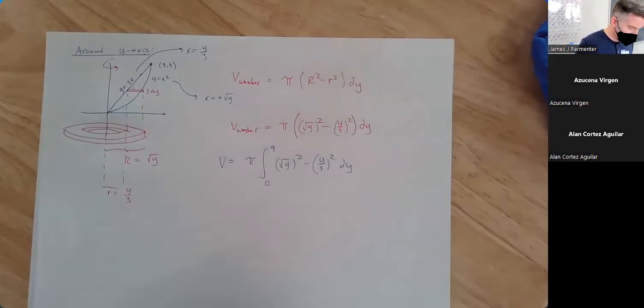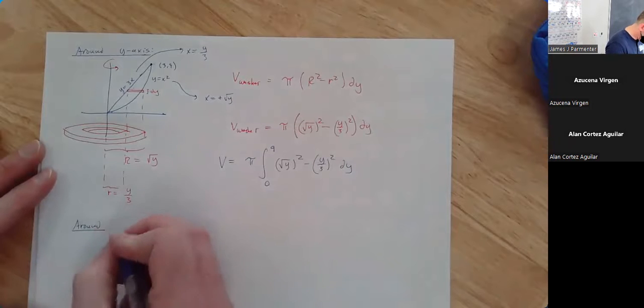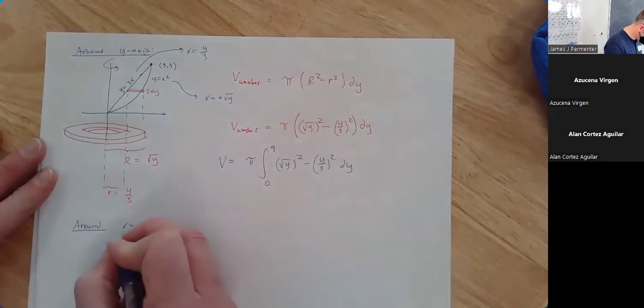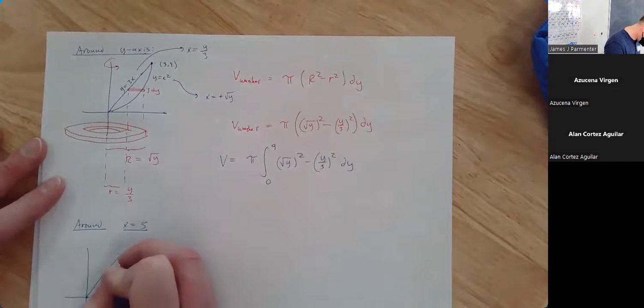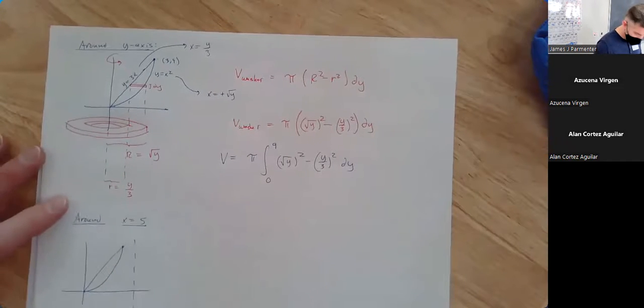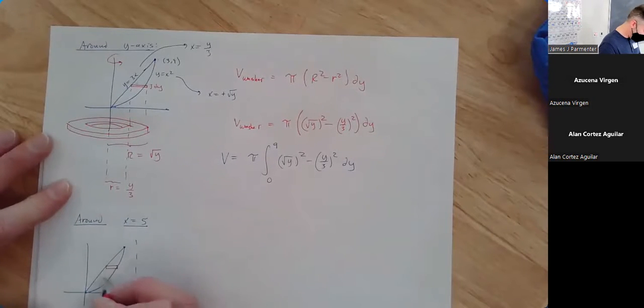All right, so then just to piggyback on the same ideas, if we want to go around, say, the line x equal to 5, then it's going to be the same sort of region, but now rotated around this axis here. So now if we're using horizontal strips again, here is my outer radius. Here is my inner radius.